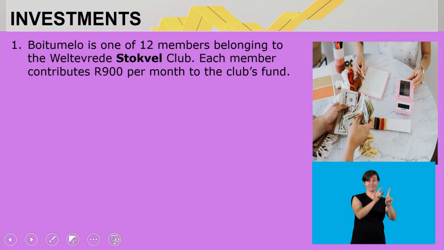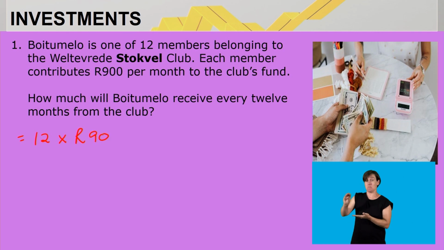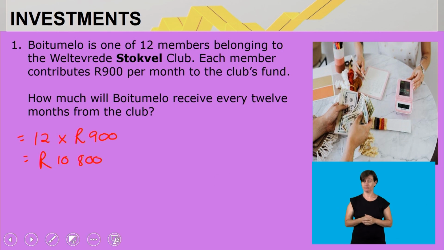Question number 1 says, Boitumelo is one of 12 members belonging to the Weltevrede Stokvel Club. Each member contributes 900 Rand per month to the club's fund. We would like to know how much Boitumelo will receive every 12 months from the club. Remember, there are 12 members of the club, and each person is contributing 900 Rand. So I'll say 12 multiplied by 900. That means that every 12 months, Boitumelo herself will receive 10,800 Rand from the Stokvel Club. I hope that's clear.